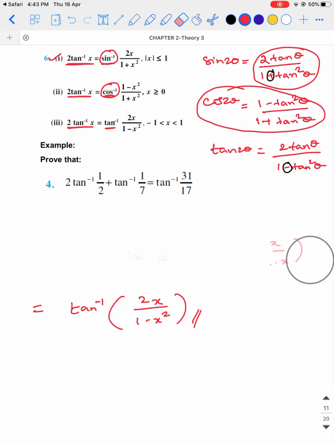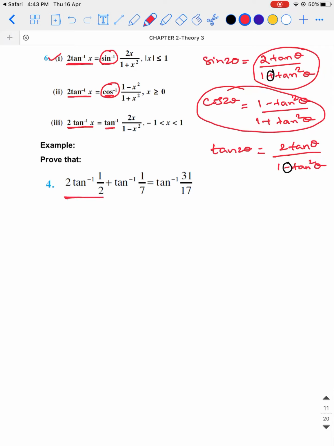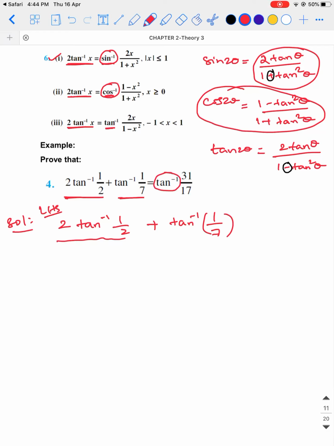Now, keeping all these points in mind, let's solve an example problem. We need to prove that 2 tan inverse of half plus tan inverse of 1 by 7 is tan inverse of 31 by 17. So the solution here is going to be like this. Considering the LHS, 2 tan inverse of half plus tan inverse of 1 by 7. Since the right hand side is in terms of tan inverse, this 2 tan inverse of half also we will try to write in terms of tan inverse.